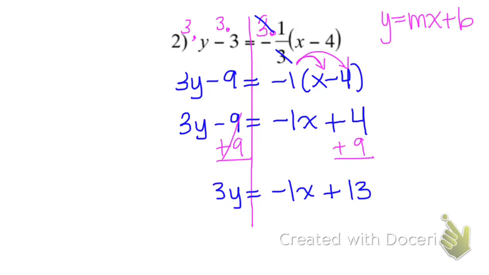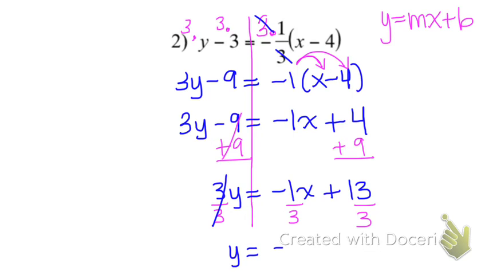Okay, and last, I'm going to go ahead and divide by 3 to isolate y. So when I divide by 3, I'm going to do that to all the parts. Now, it doesn't go in evenly to all the parts. I am getting some fractions, so that's okay. I'm just going to write my answer with fractions in it.